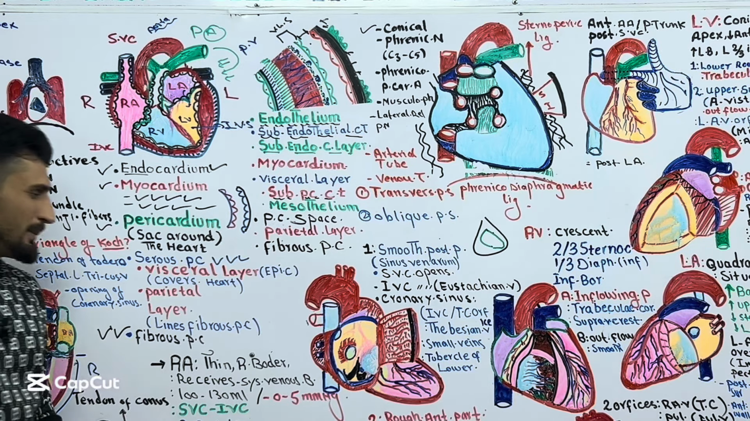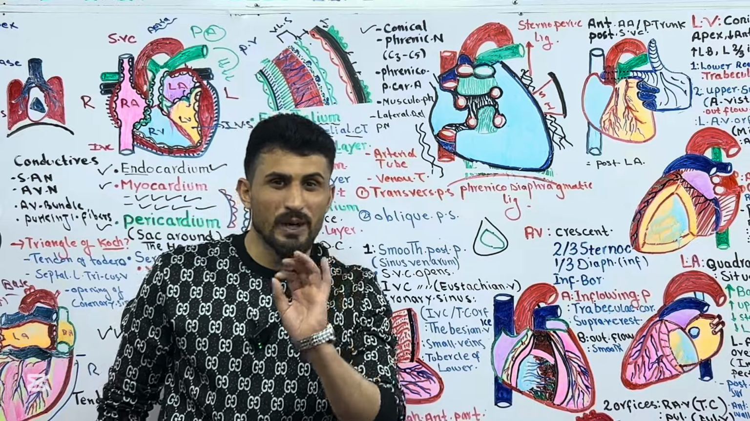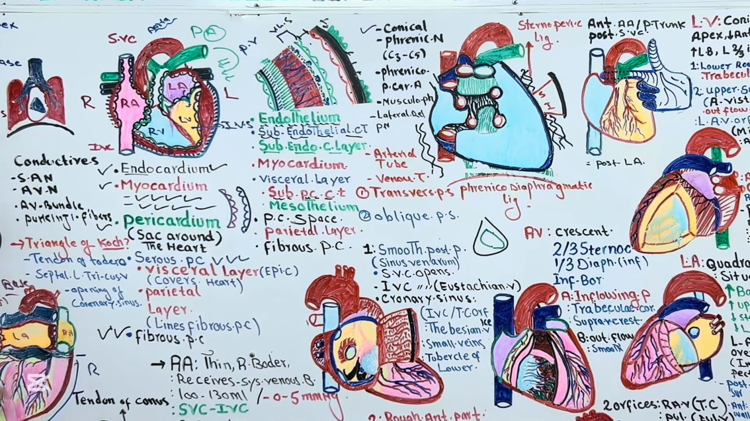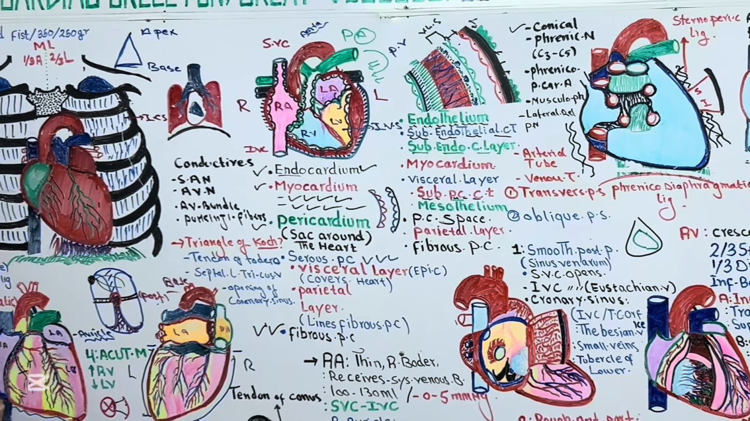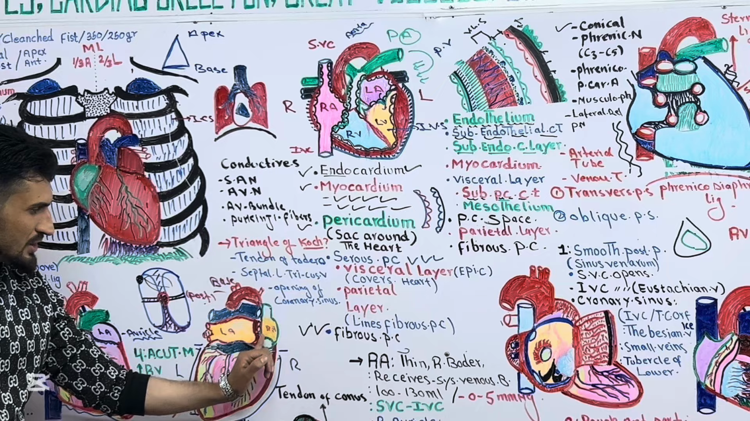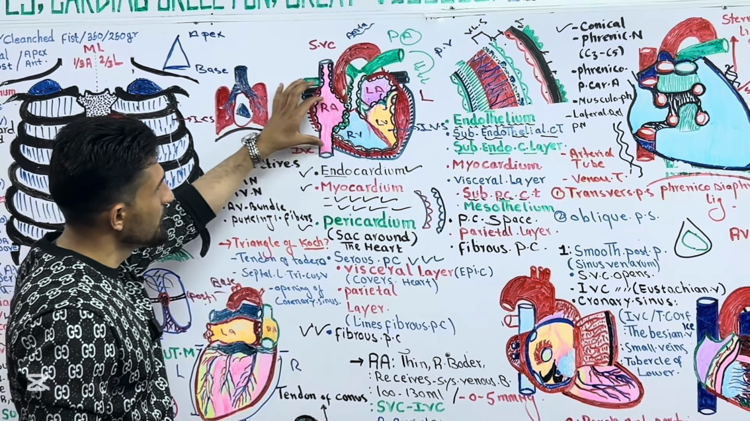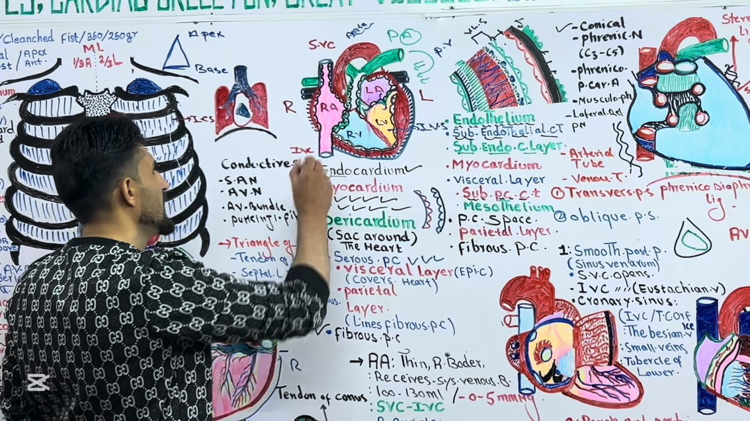Now let's talk about each chamber of the heart one by one. First, let's talk about the right atrium. This is the right atrium from the anterior view. This is the right atrium from the posterior view. Here, the right atrium receives deoxygenated blood from all over the body.